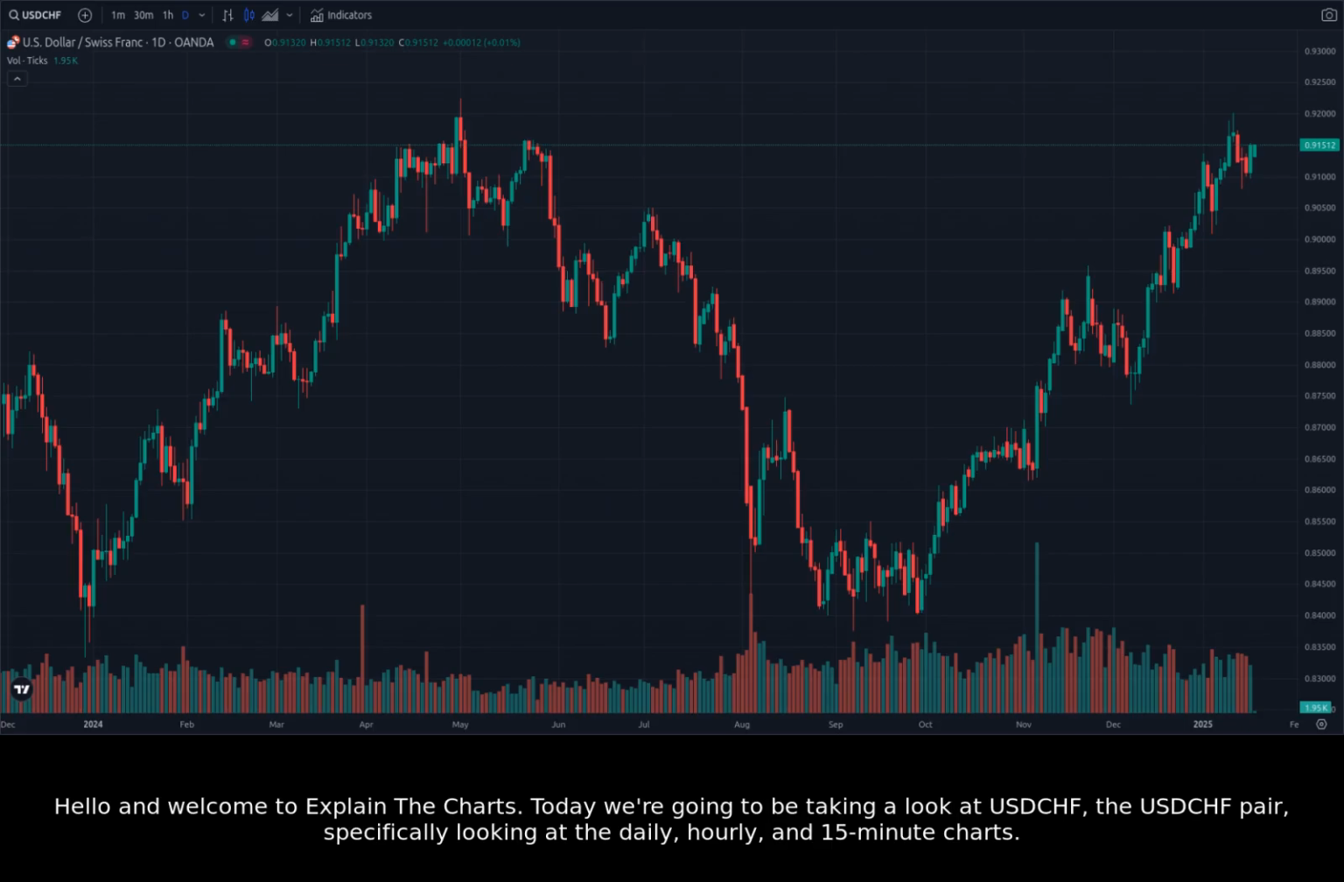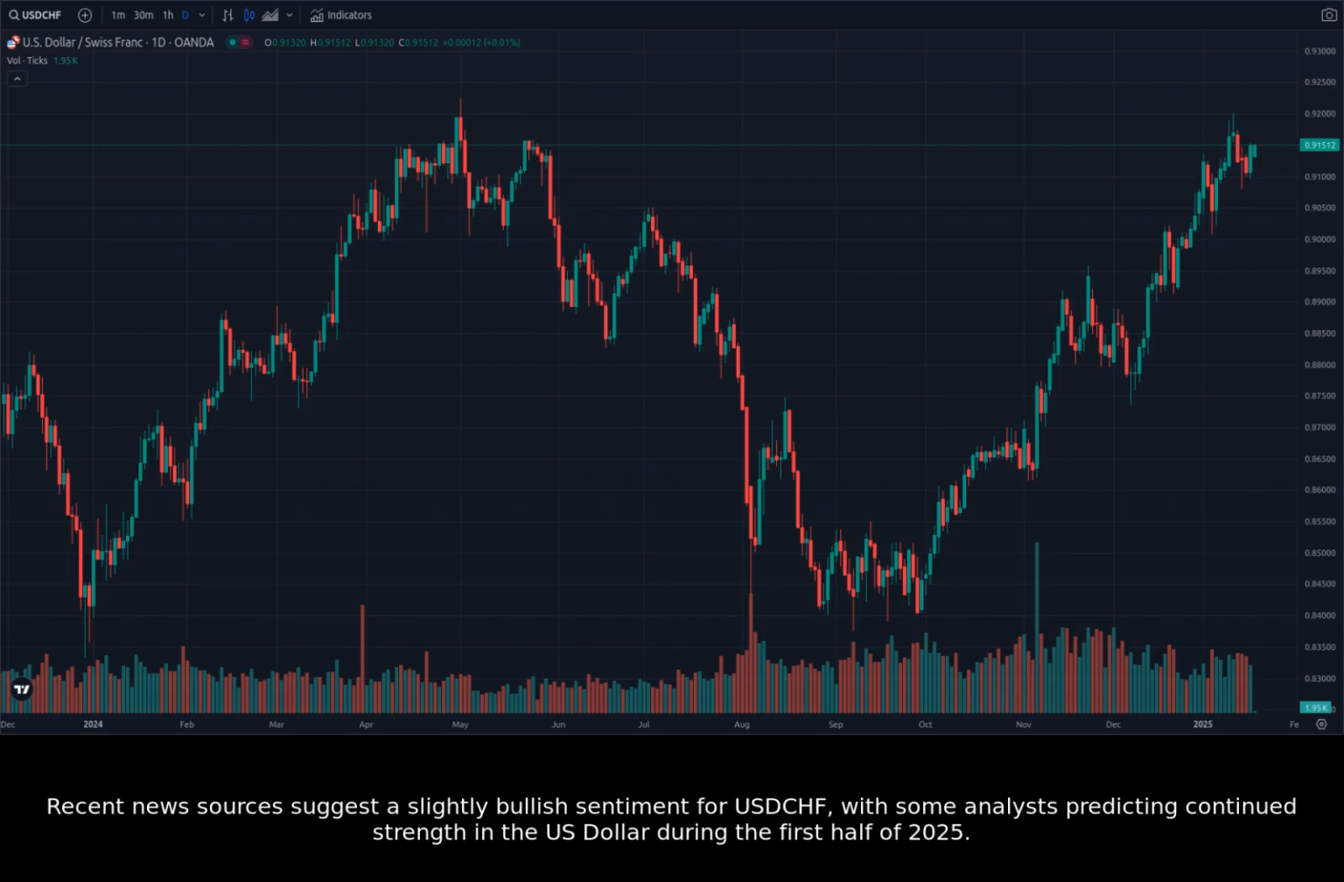Today we're going to be taking a look at USDCHF, the USDCHF pair, specifically looking at the daily, hourly, and 15-minute charts. Recent news sources suggest a slightly bullish sentiment for USDCHF, with some analysts predicting continued strength in the US dollar during the first half of 2025.